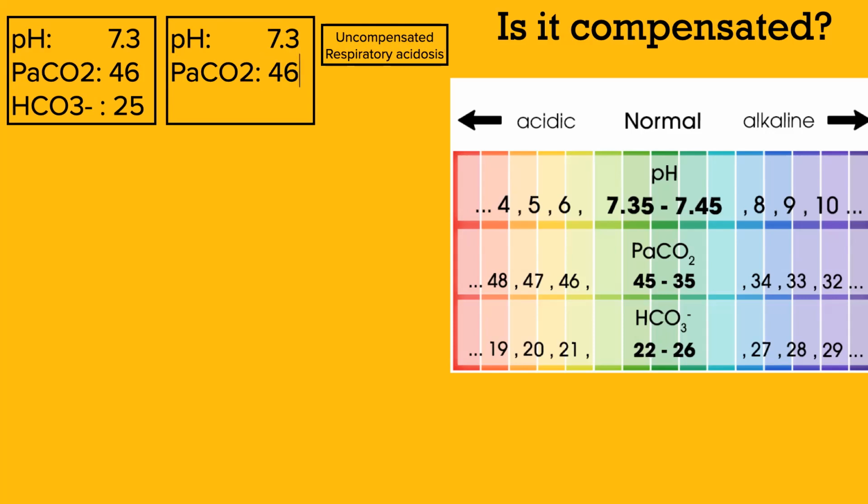pH is 7.3, PaCO2 is 46, and our bicarb is 28. So pH, acid or base? Acid. Your PaCO2, acid, and your bicarb, alkalotic. Okay, is it compensated or uncompensated? Is your pH normal? No. Partially compensated. Yeah, it's partially because your pH isn't in balance, but your bicarb is trying to compensate for it. Correct. So in full, this would be partially compensated respiratory acidosis. Perfect.